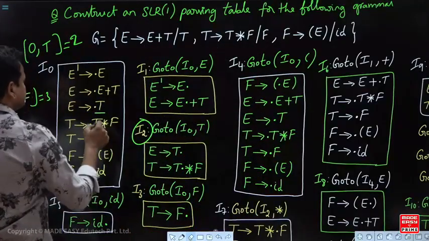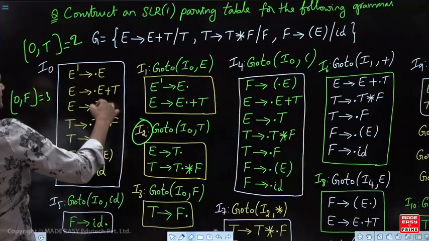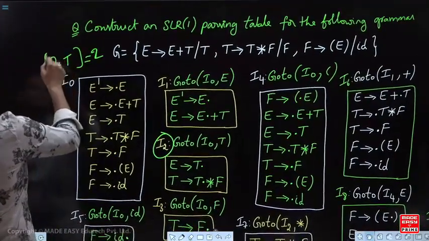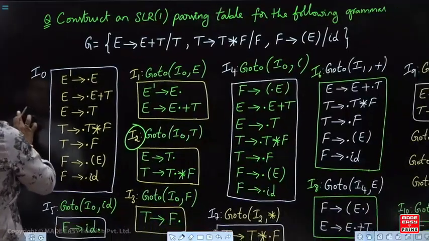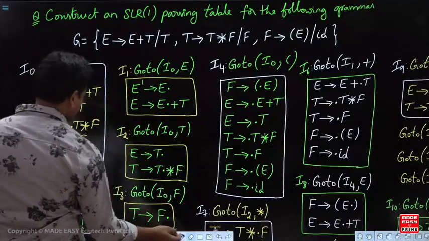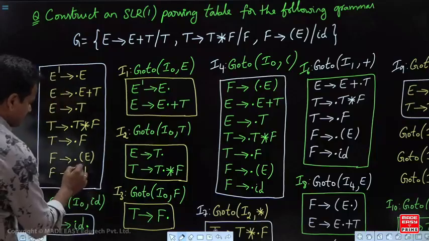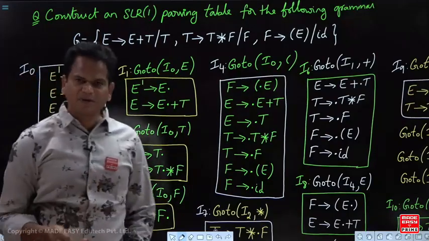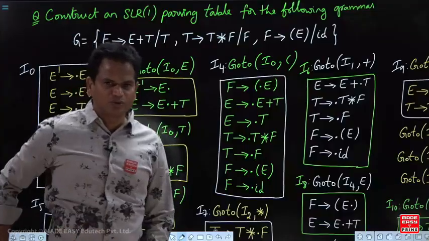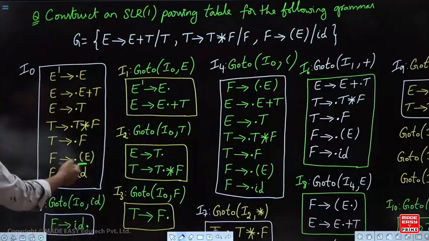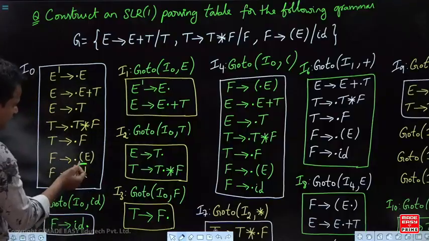So we have done E, T, F and come to the next one, this one, and this is a terminal. Whether it is a terminal or non-terminal, definitely we write the goto operation. Yes or no? So I0 comma E, I0 comma open.